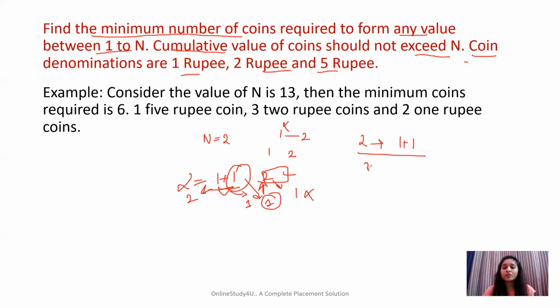Similarly, for 3 we can have a 2 and a 1 rupee coin. Will I be able to make 2 out of this? Yeah, we can make 2. Will I be able to make 1? Yes, I'll be able to make 1. Will I be able to make 3? Yeah, definitely. So this is one of the solutions. Now let's build up the logic out of this. I hope the question is clear, and let's now move on to the logic.